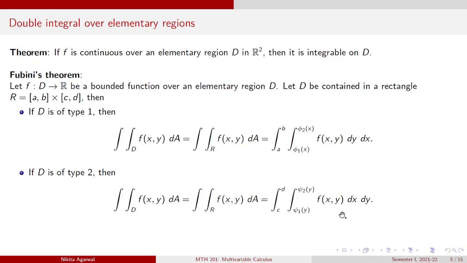So it's the same order, right? You start from inside and then you move outside, okay? And then if D is of type 3, then anything would work because you will have phi 1, phi 2 as well as psi 1, psi 2, right? So any of the integrals would work.